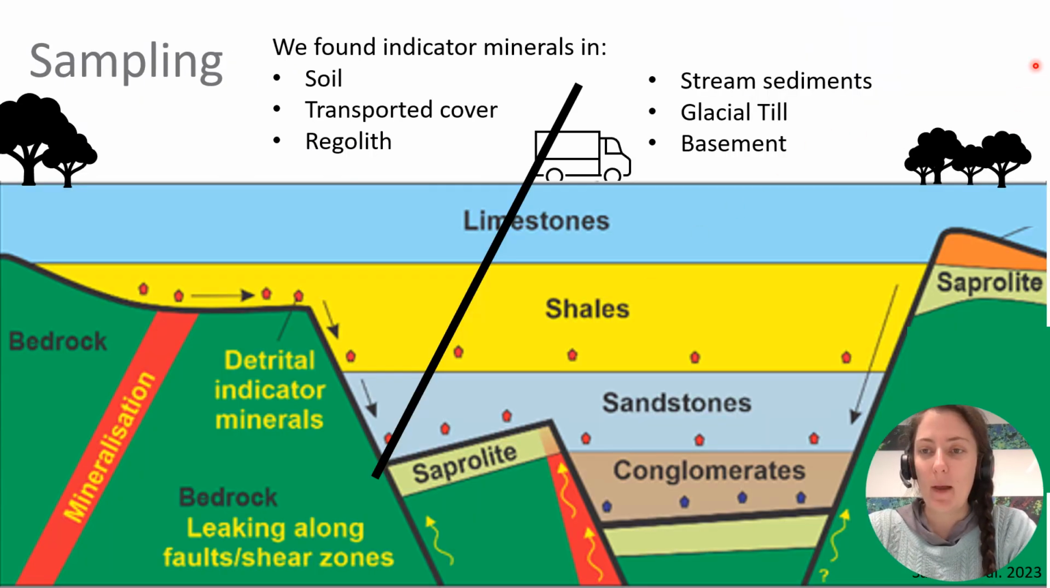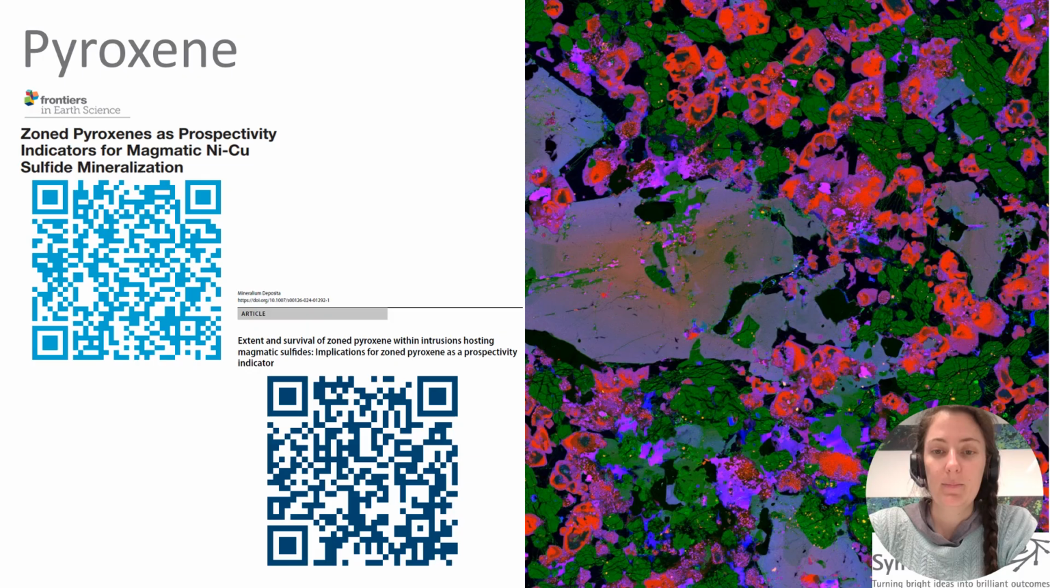So the heavy mineral map of Australia was taken from surface samples, stream sediment samples. However, indicator minerals can also be found in transported cover above nickel deposits, using previous paleotopography to understand the prospectivity under deep cover.